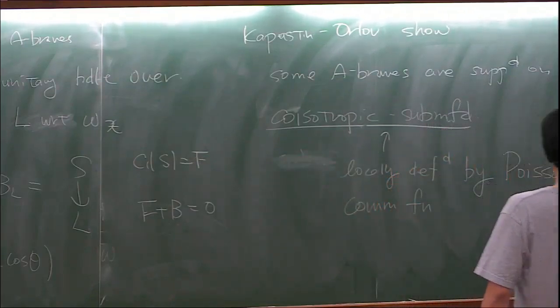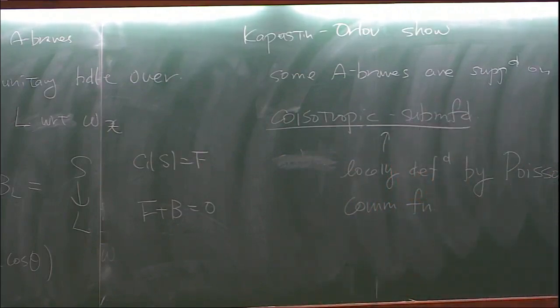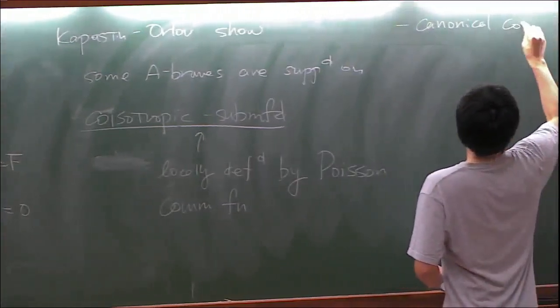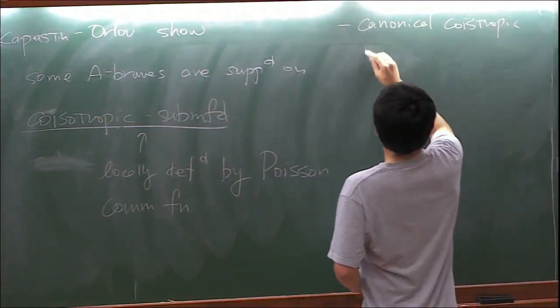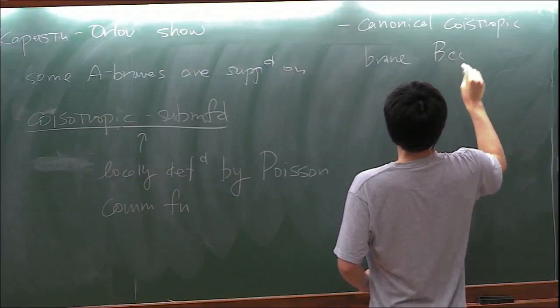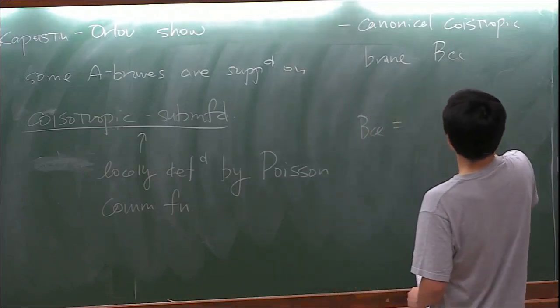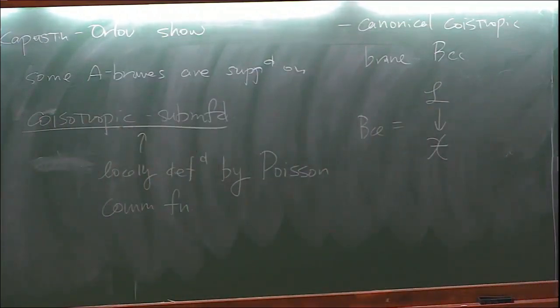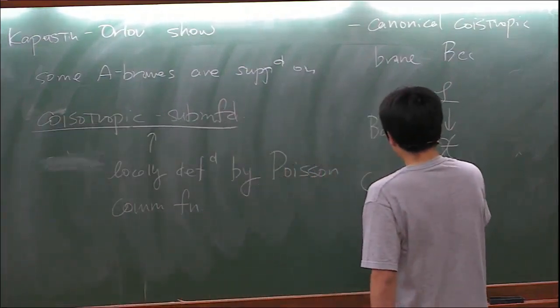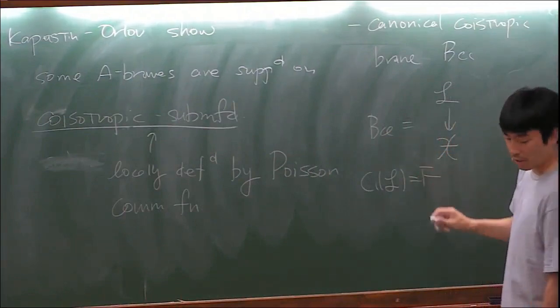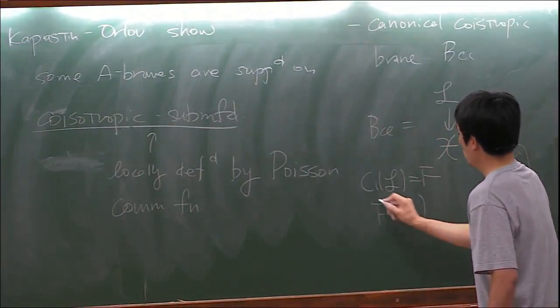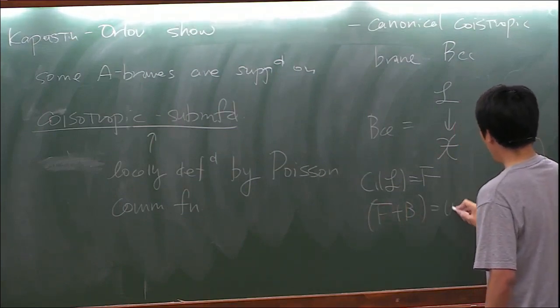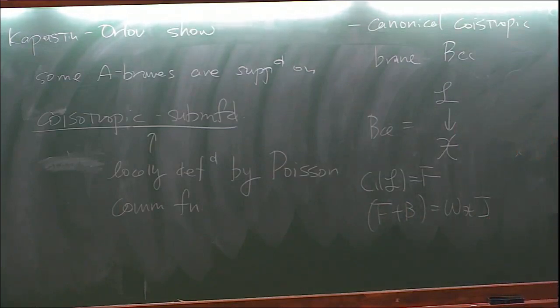And there's one distinct object called the canonical co-isotropic brane, which I call BCC. BCC is the line bundle over the entire moduli target X, the Hitchin moduli space itself, whose curvature satisfies the following condition: F plus B times omega X, times J, equals zero. This is the BCC.